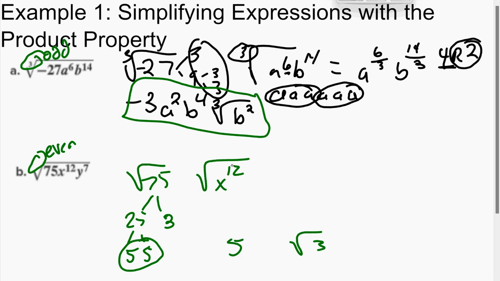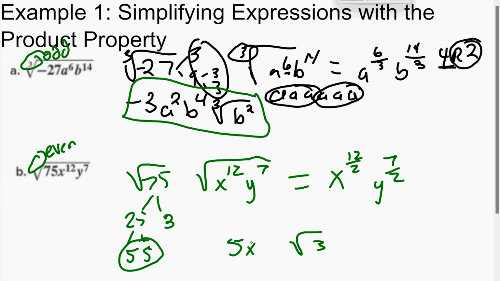Now I can break down the square root of x to the 12th. So I have 12 x's, so how many groups of 2 are in it? Same with y's. y to the 7th, I have 7 y's. How many groups of 2 are in 7? So really that's the same thing as saying x 12 over 2, and y 7 over 2. So x 12 over 2 goes in evenly 6 times, right?